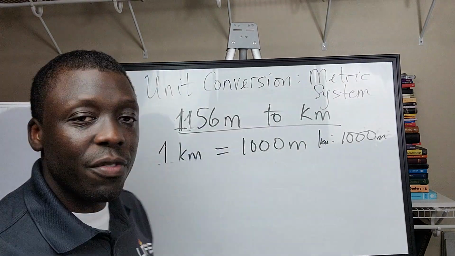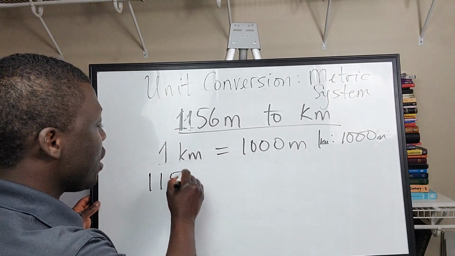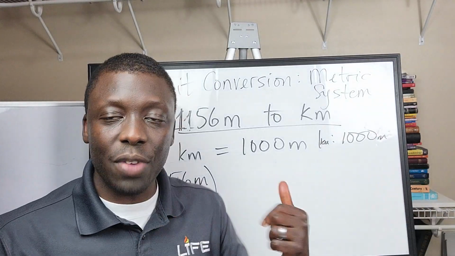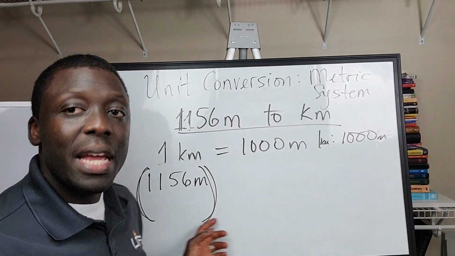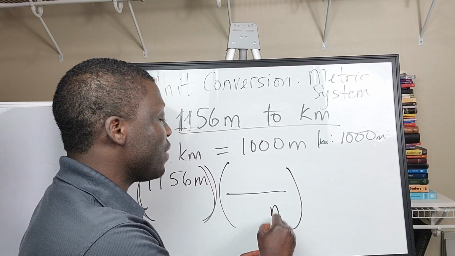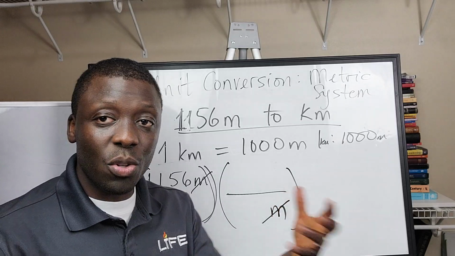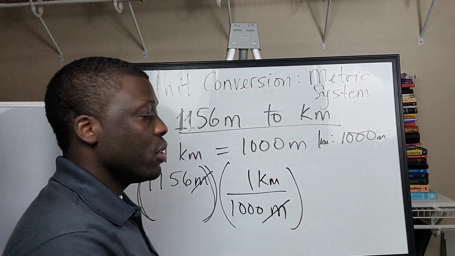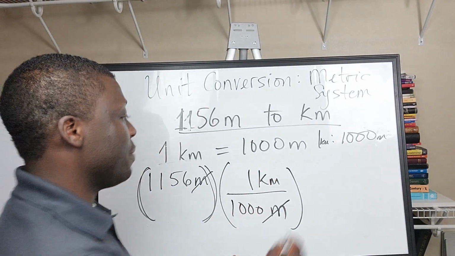The first step to converting that I'll recommend as a quick reminder is to write down the thing that they are asking you to convert out of. So it's 1156 meters. Notice that's the first thing I have here. Now the next set of parentheses will deal with getting rid of that meter, because I want to have kilometers. So 1 kilometer over 1,000 meters, and that's what we have here.